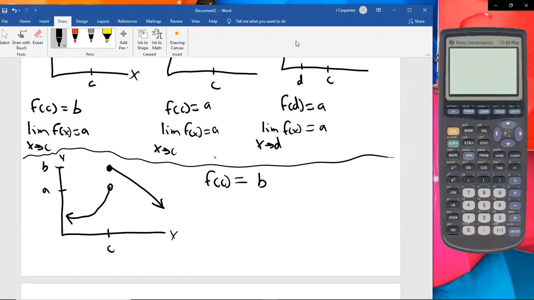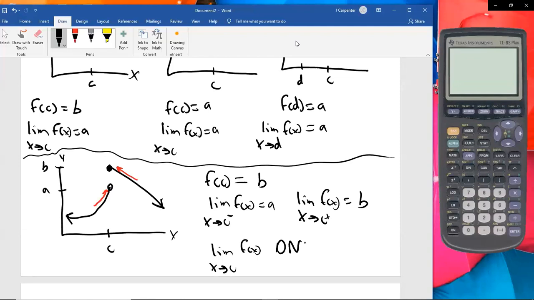Now, if we come from the left, we're approaching this height right here at A. So the limit as X approaches C from the left of the function is the A height. As we go from the left, we're approaching that. But as we come from the right, we're on the line part instead of the curve, and we're approaching a height of B. So the limit of F of X as you approach C from the right would be the B. These don't match, so the limit as X approaches C of the function does not exist.